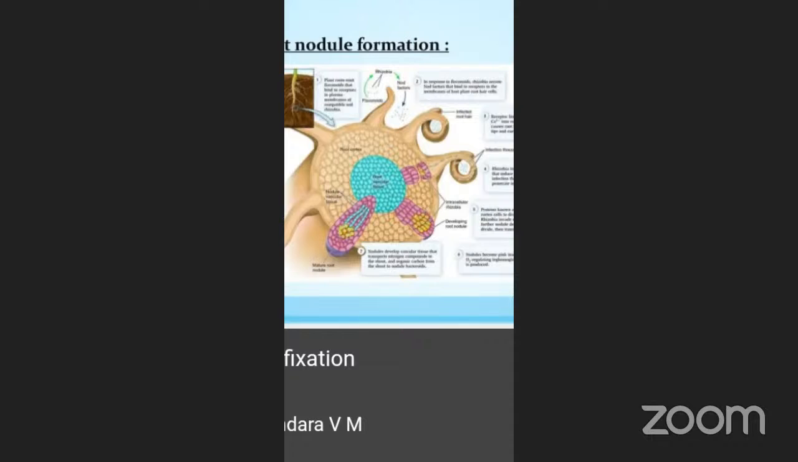So here, the bacteria are taking the shelter from the legume plant. The bacteria are taking the shelter from the legume roots. So that's why this is a symbiotic relation between the legumes and rhizobia bacteria. Okay.